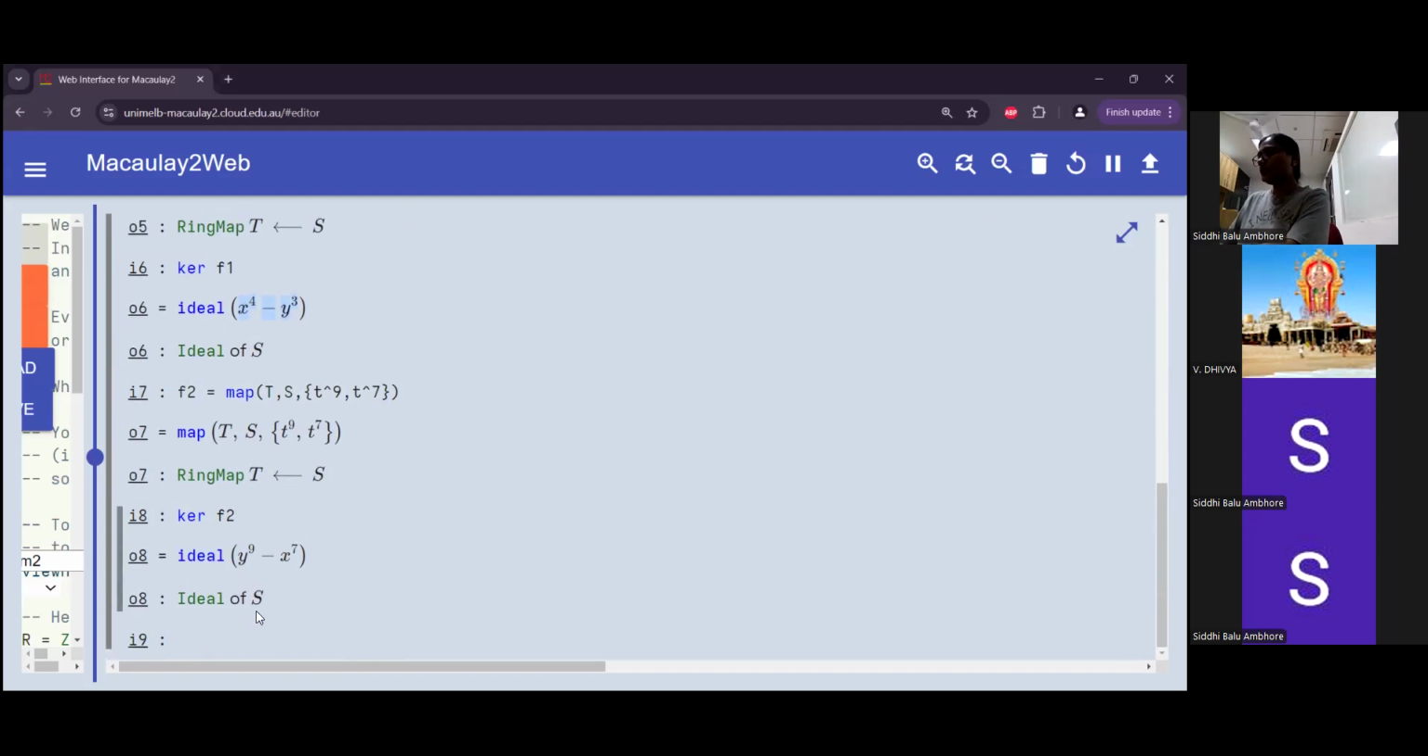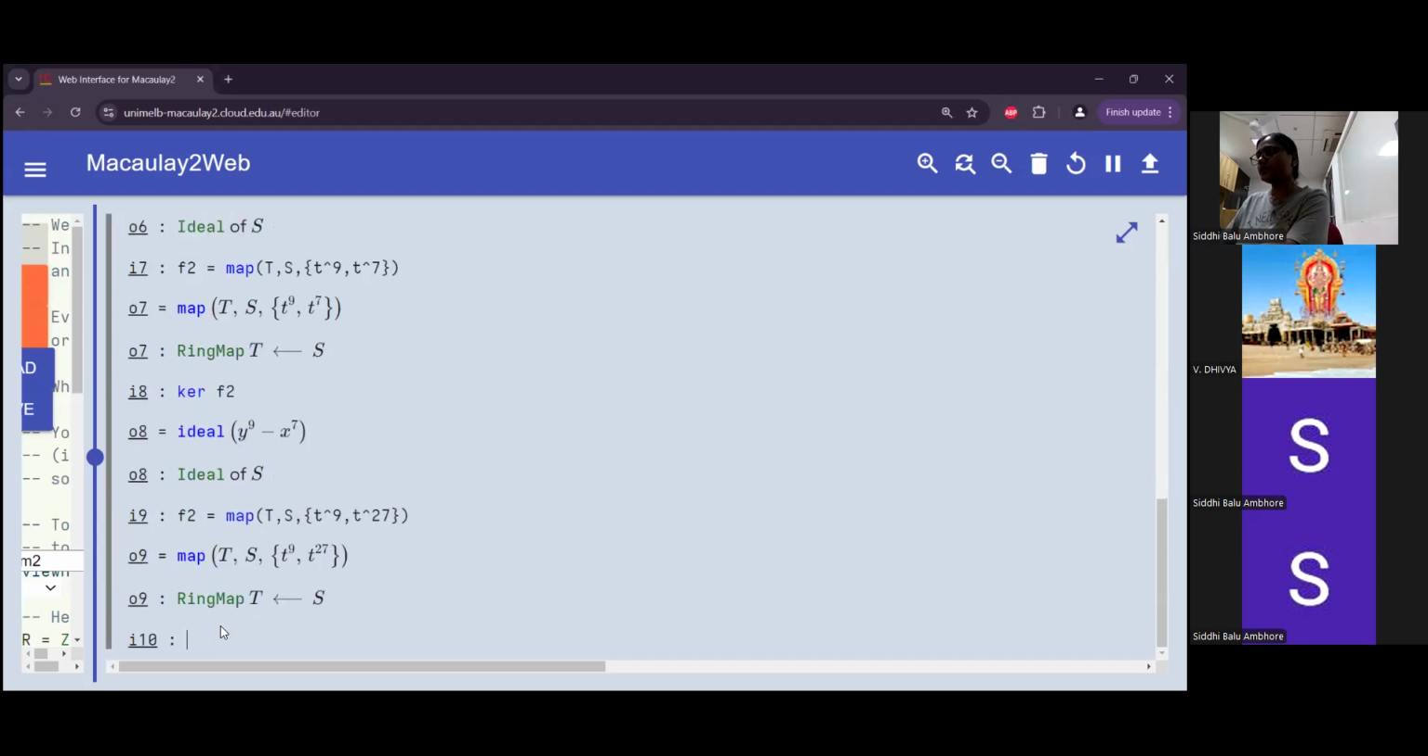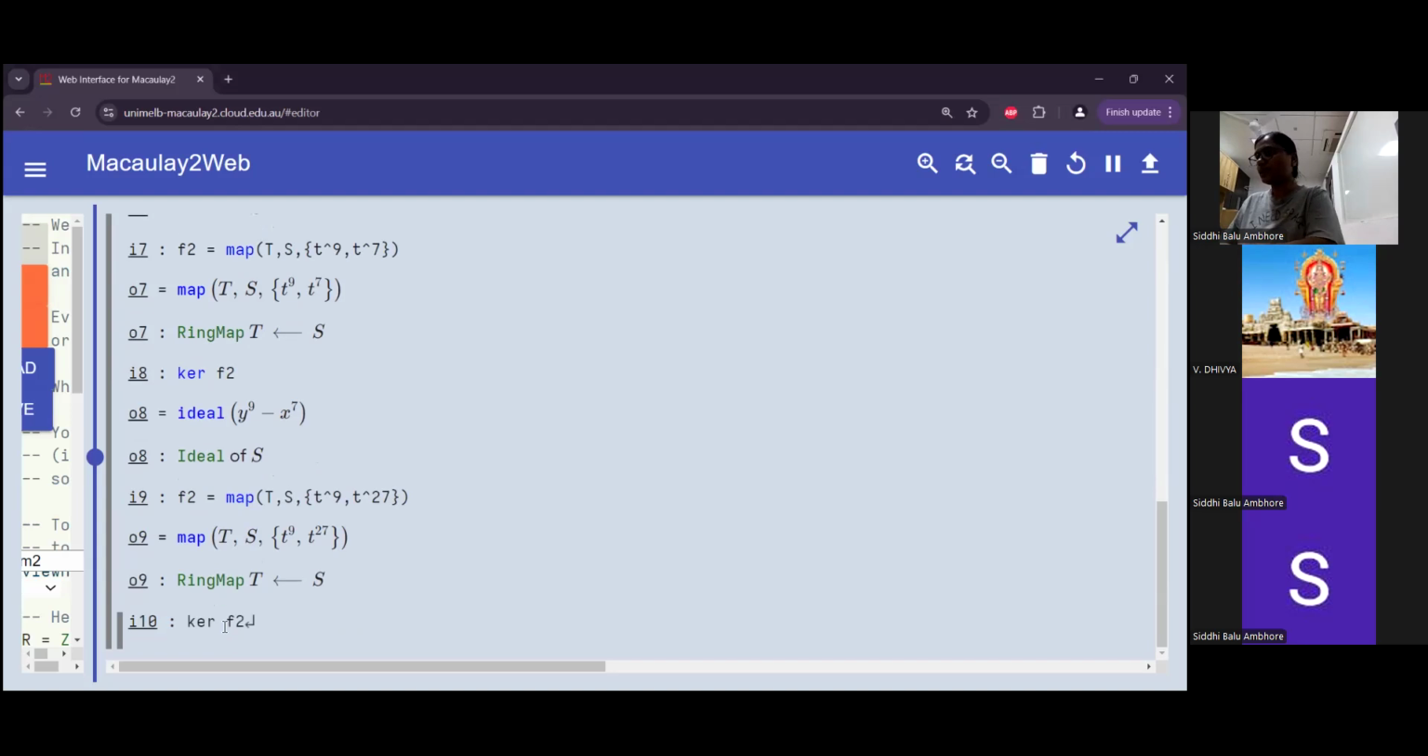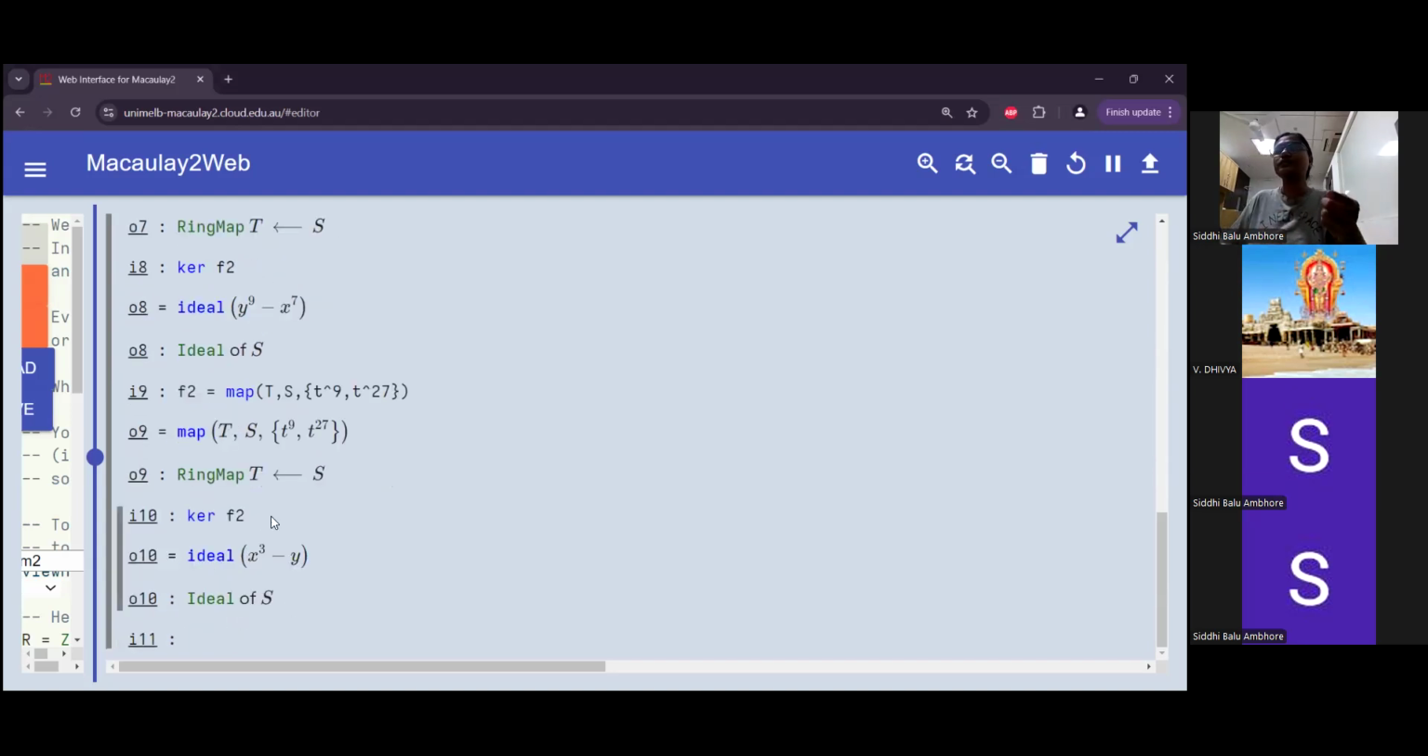And now let us again, just to be sure that this doesn't always hold, try this with 9 and then 27 and see how this works. Kernel of F2. Now again, it's not x power b minus y power a. Okay, in this case again, this 27 is 3 times 9. So here I have x cube minus y.